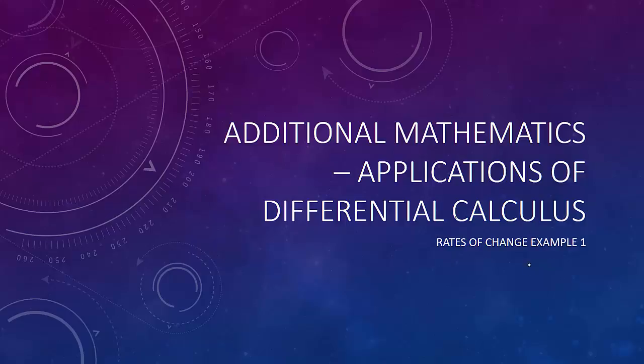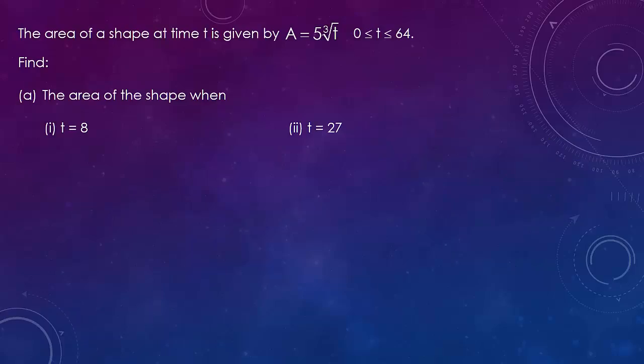Rates of change, example 1. The area of a shape at time t is given by A = 5 multiplied by the cube root of t, for values of t between 0 and 64. We want to find the area of the shape when t is 8 and t is 27.